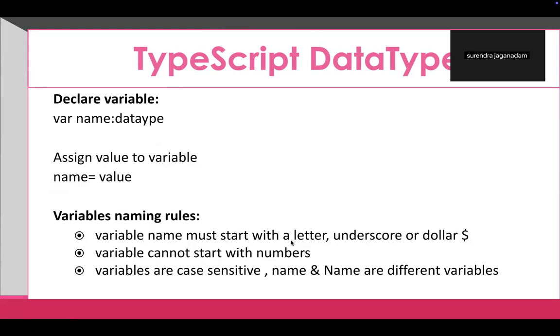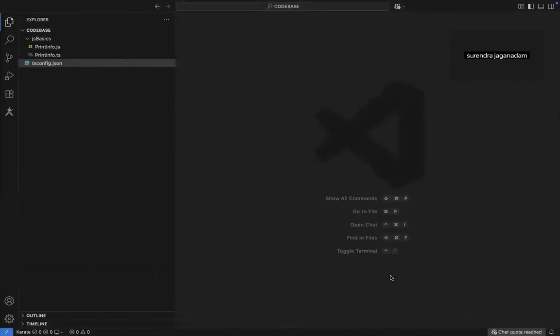The first one is, a variable must start with a letter. Ideally you need to start it with a letter or an underscore or a dollar symbol. And variables cannot start with numbers. And of course, variables are case sensitive. The name in lowercase and the name in uppercase are different variables itself.